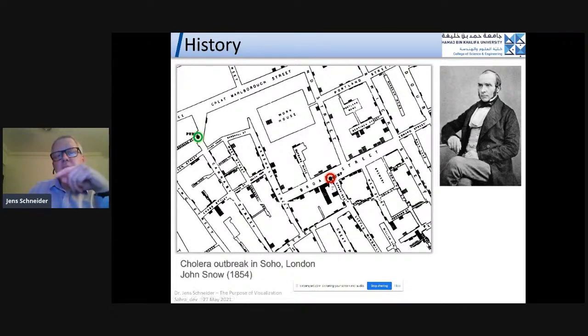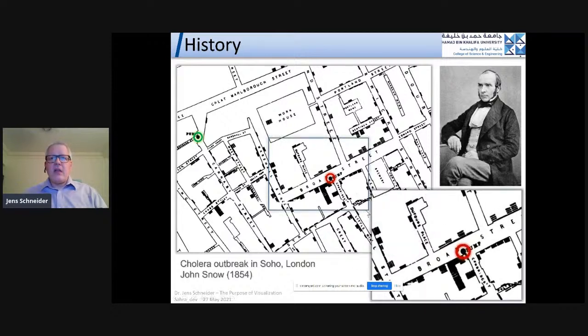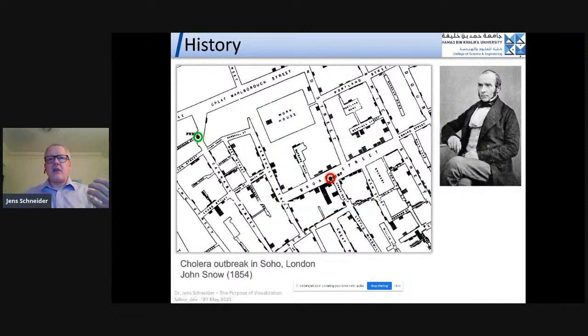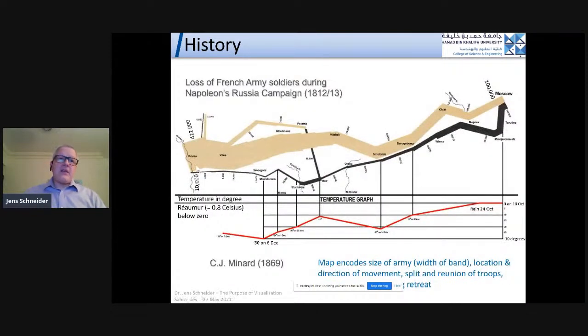And this was groundbreaking because until then, people assumed that cholera is transmitted airborne and not by water. And so in this case here, visualization is truly used to gain new insights. This here is another famous example.